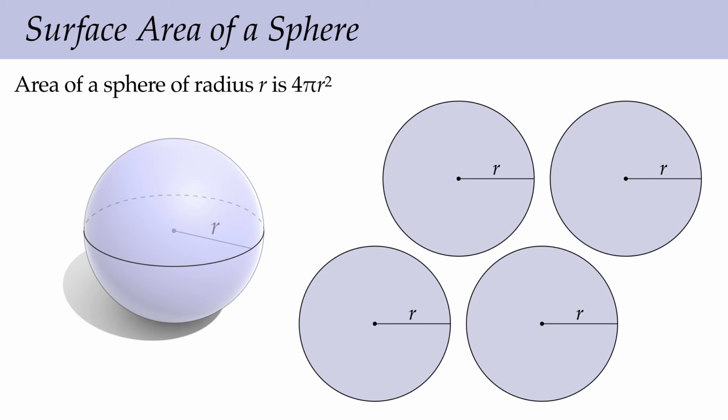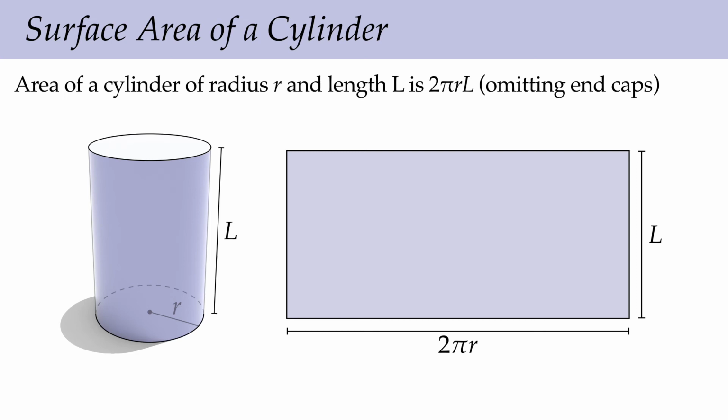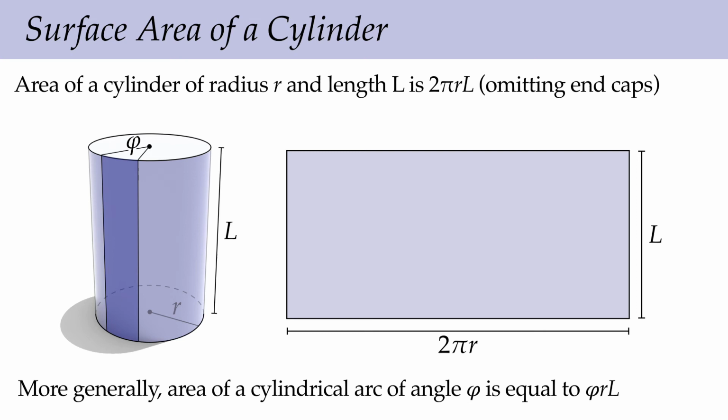Okay. Surface area of a cylinder is maybe even easier. If I have a cylinder of radius r and length l, then its surface area is 2 pi r l if I don't worry about the end caps. Why is that true? Well, imagine that I cut this cylinder open and I just roll it out in the plane. Then all I have is a rectangle whose height is l and whose width is 2 pi r. More generally, and we're going to use this fact a lot, if I have now just a piece of the cylinder made by an angle phi, then the area of that piece is going to be phi r l. Of course, this is the general case of what we just said before. If we have the whole cylinder, then phi is equal to 2 pi.